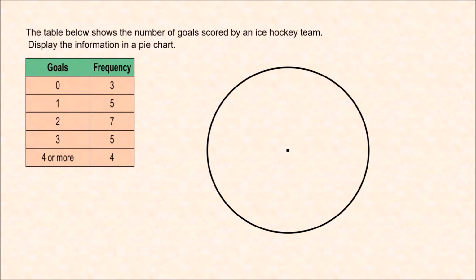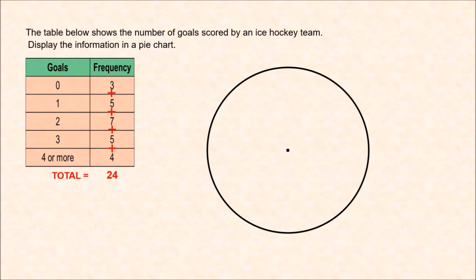Now try this one on your notebook. Pause this video and come back when you are done to check your work. Let's check your work. So the table shows the number of goals scored by an ice hockey team. Display the information in a pie chart.